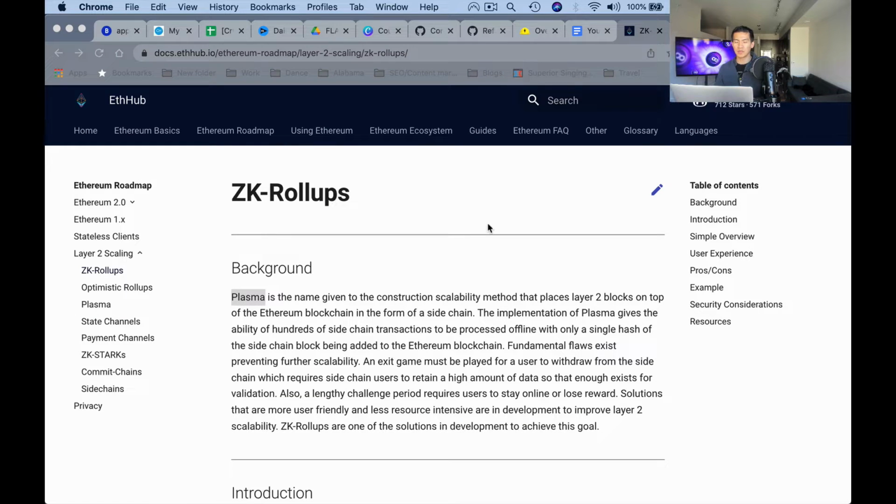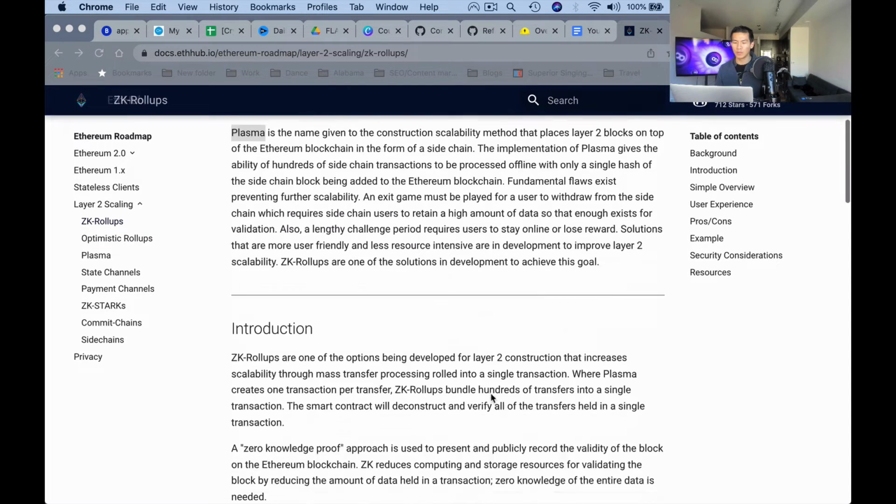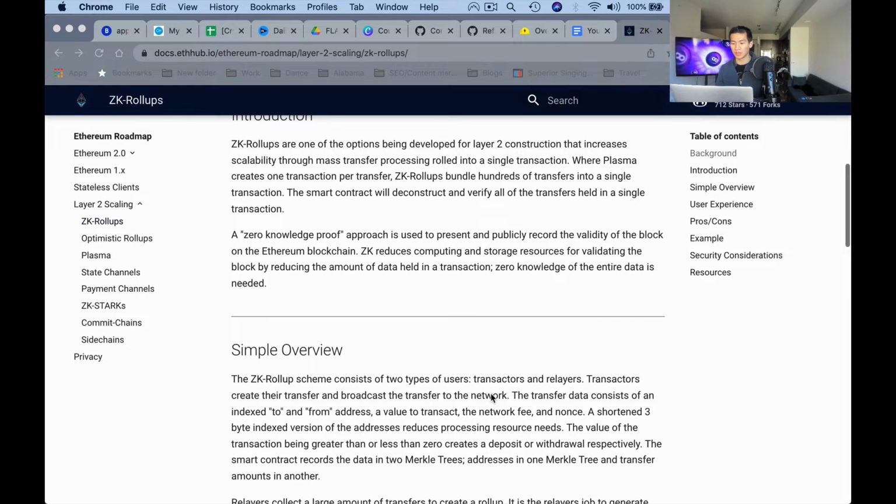So they have some pretty nice documentation here at ETH Hub that goes through what ZK Rollups are. They have a background and introduction and an overview of how it works. So I would recommend reading it. It does get kind of technical, so you can read it if you want to, or you can just watch this video. If you haven't watched my last video, make sure to watch that. But let's go through ZK Rollups.